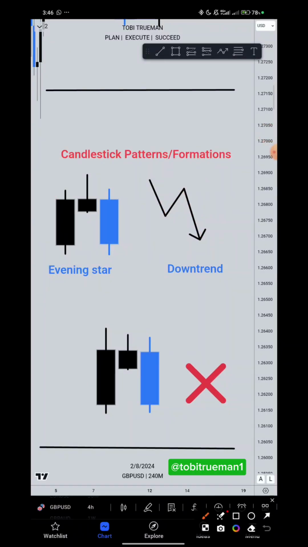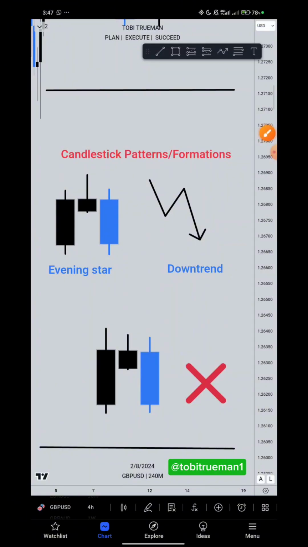There are 3 candlesticks that form the evening star candlestick. The first one is a buying candlestick. Number 2 is also a buying candlestick, but the body is smaller than the first candlestick. Then the third one is a selling candlestick, which is also bigger than the number 2 candlestick. So there are 3 candlesticks that make up the evening star candlestick pattern. Hope that is very clear.